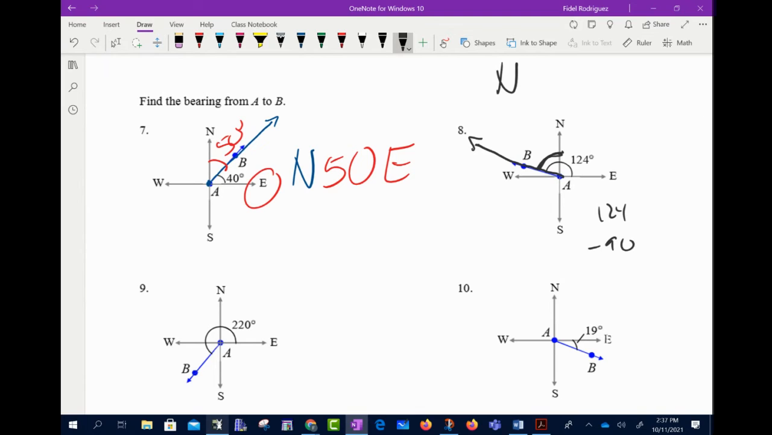124 minus 90 degrees. Isn't that going to be 34 degrees? So 34 degrees. Are we heading slightly east or slightly west? Boom.